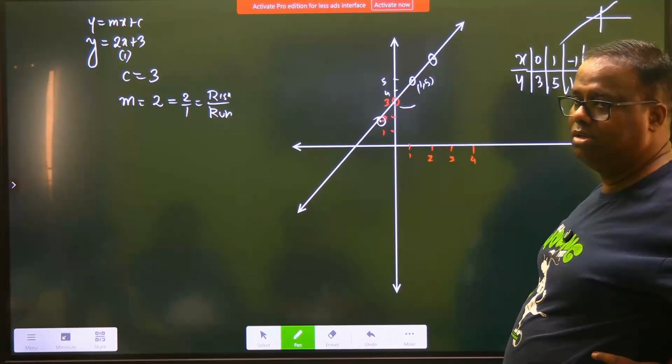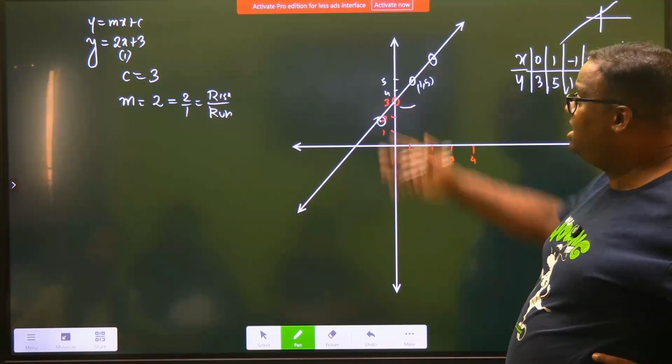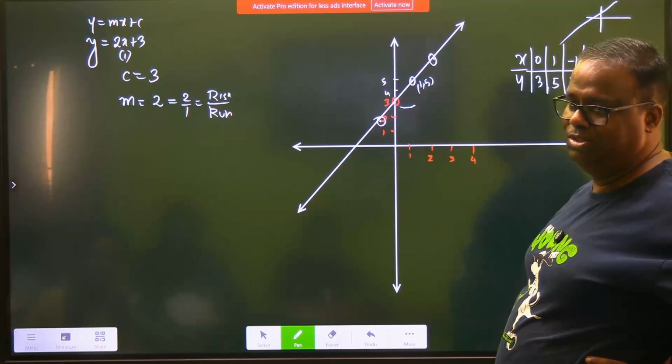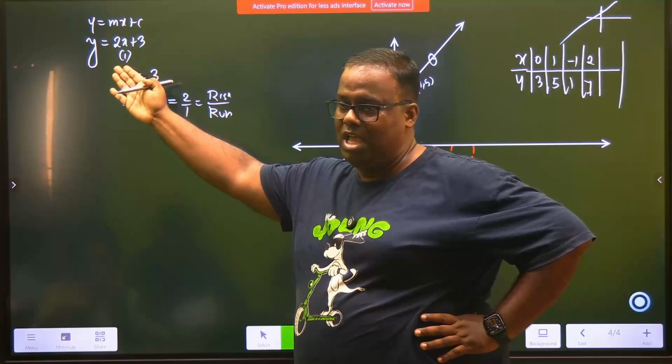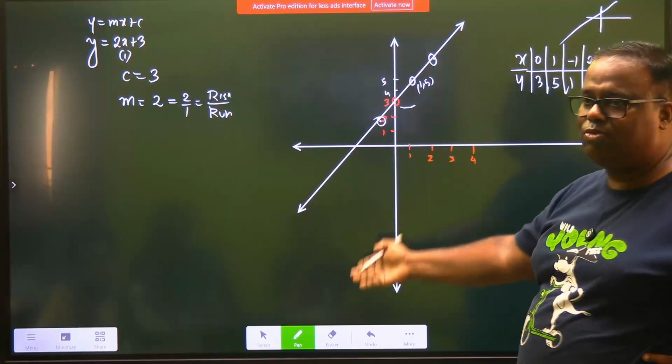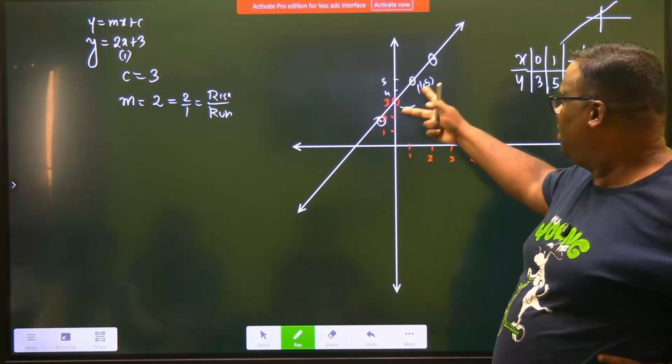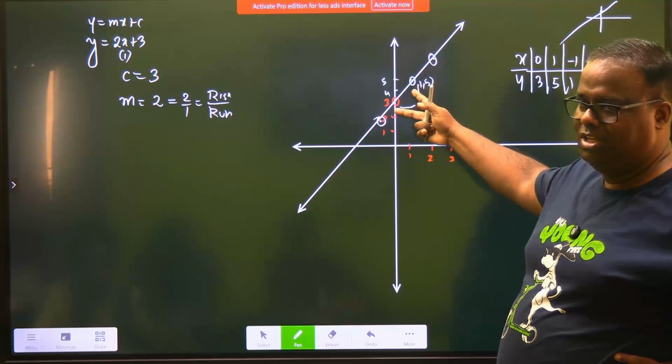Which form? This is how an equation will be given to you. That we will come to. If you get an equation, you have to plot its graph. I am showing you how to plot the graph quickly. To plot the graph, you just need 2 points. And then you can show this.